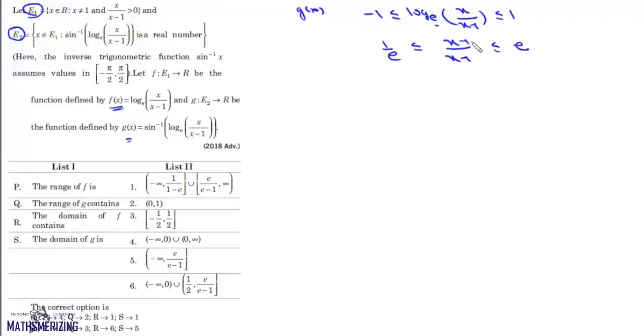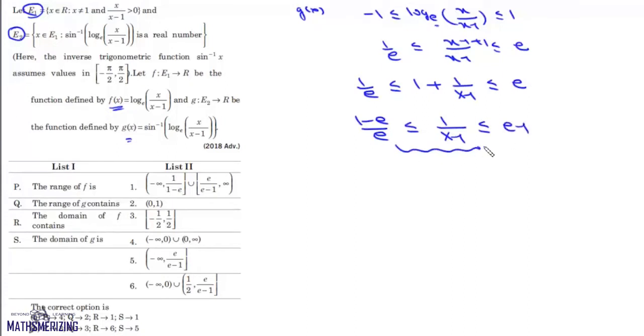Now we'll subtract 1 and add 1. We can write 1 upon e is less than 1 plus 1 upon x minus 1 is less than e, or we can write 1 minus e upon e is less than or equal to 1 upon x minus 1 and it is less than e minus 1. Now this interval contains 0. Now we have this condition that 1 upon x lies between a and b, where 0 belongs to a and b. So here either the value of x is less than 1 upon a or the value of x is greater than 1 upon b.